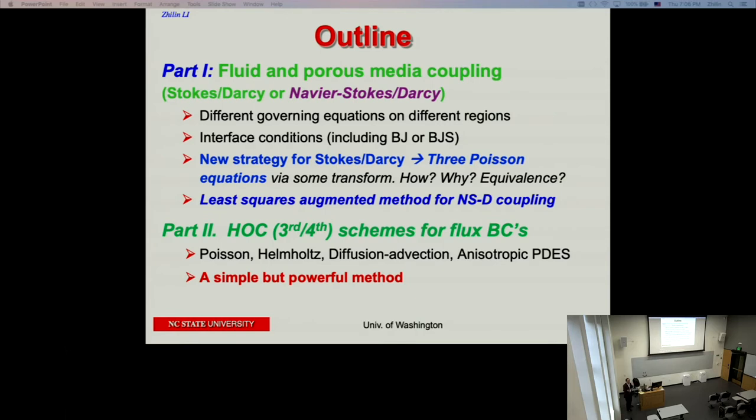I go to different talks and seminars, and people say I have a fourth order method for diffusion equations. But I said, what happens if you have a Neumann, Dirichlet, or Robin boundary condition? They said, oh, I don't know. So that's actually how I got started. And you will see I have a simple method that can solve many problems with flux boundary conditions.